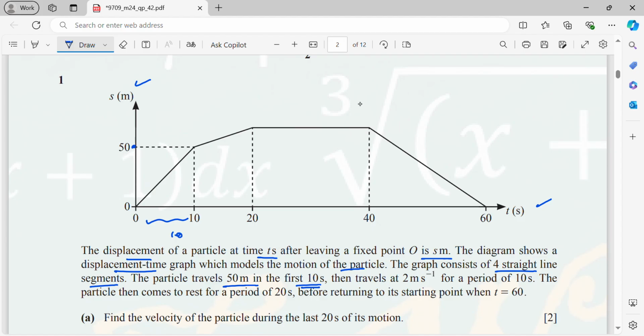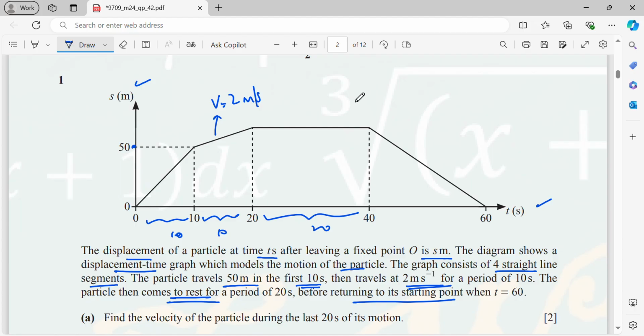After that, it then travels at 2 meters per second for a period of 10 seconds. Here is another 10 seconds, but the velocity is 2 meters per second. Now, the particle then comes to rest for a period of 20 seconds. That means the displacement has no change. Here is 20 seconds, before returning to its starting point when t equals 60.